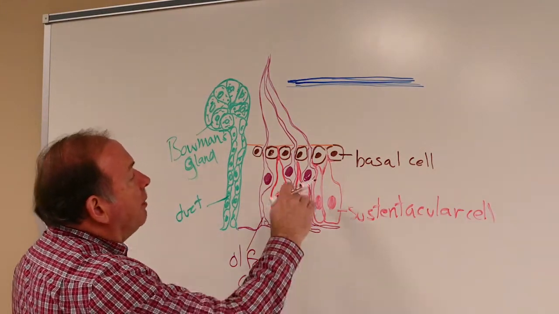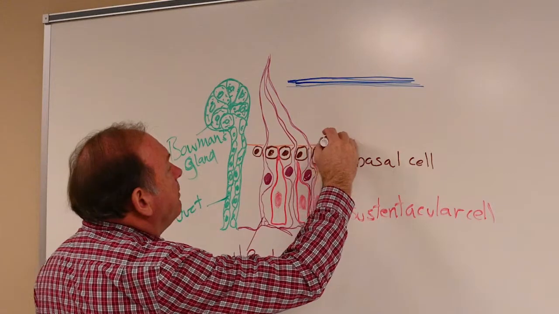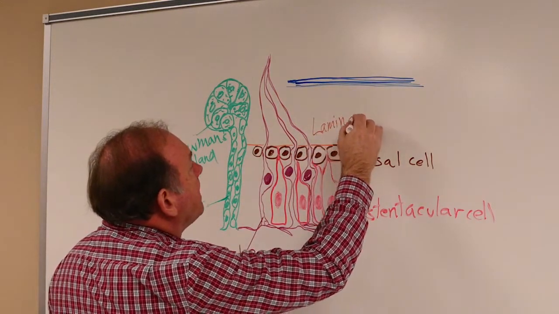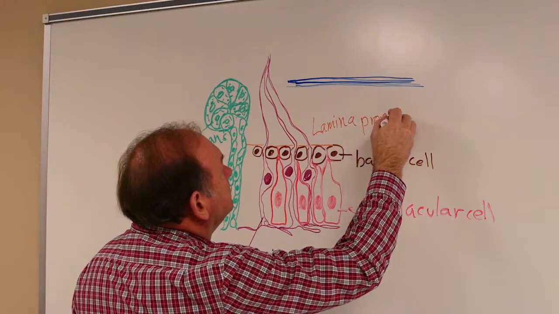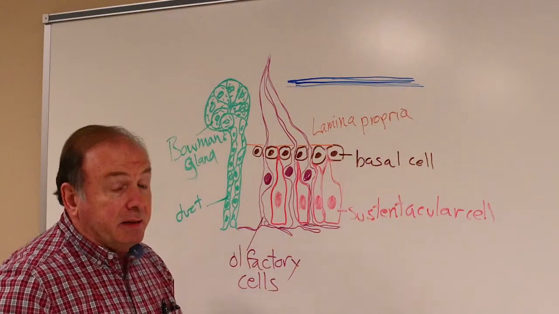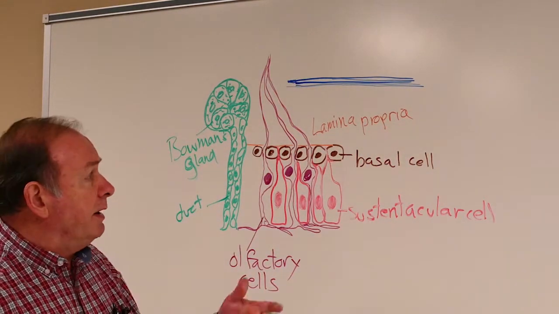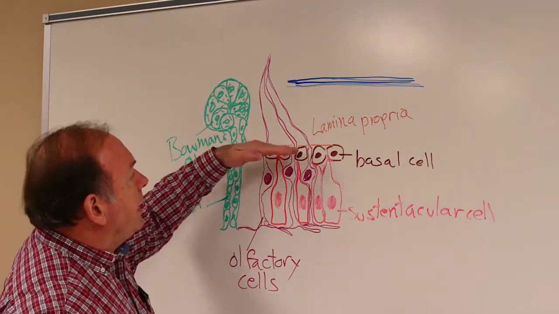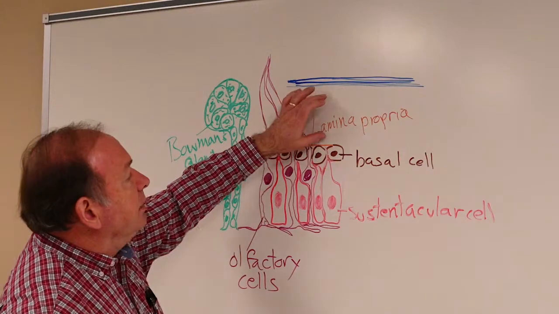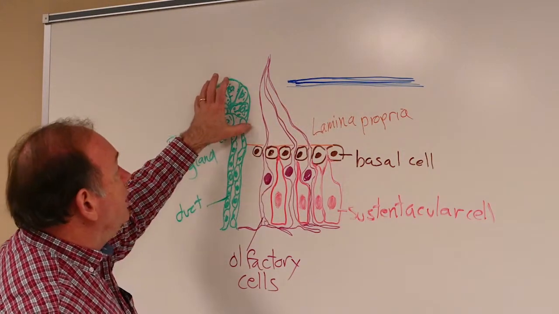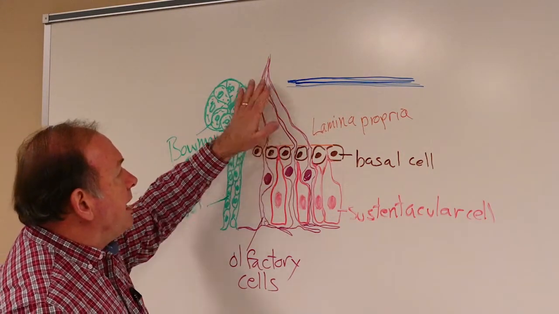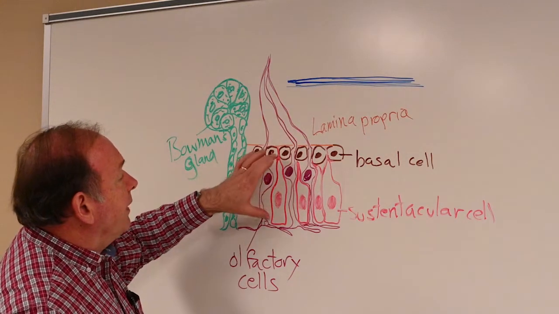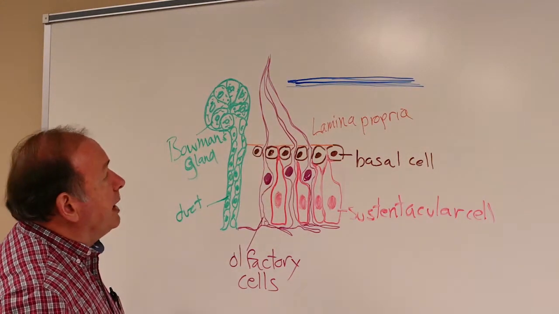As I mentioned, above this line right here, that would be the basement membrane, and up in here we would have a lamina propria. It consists of loose connective tissue, a very loose connective tissue for the most part, beyond that basement membrane. That very loose connective tissue includes the Bowman's glands and the aggregations of axon fibers coming from the olfactory epithelium.